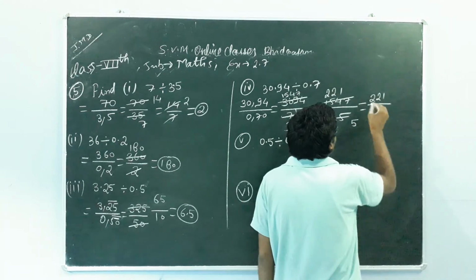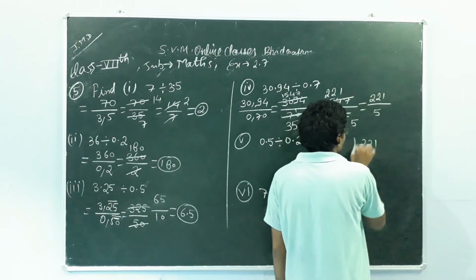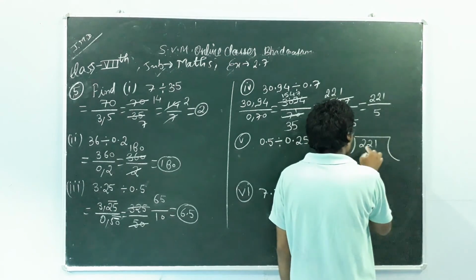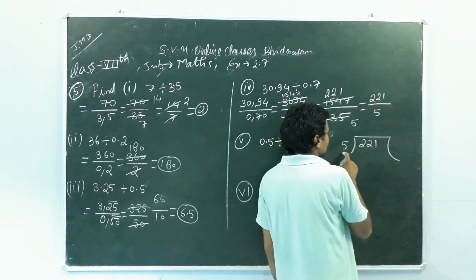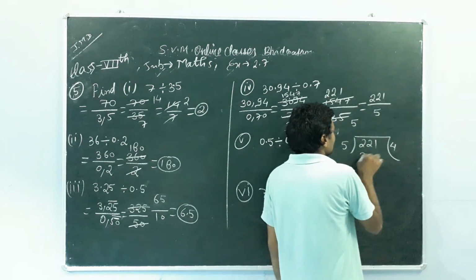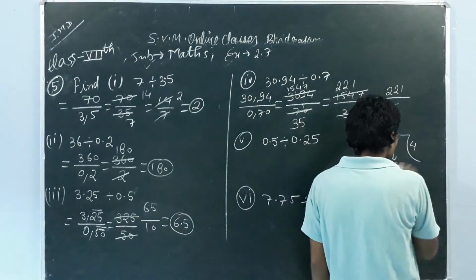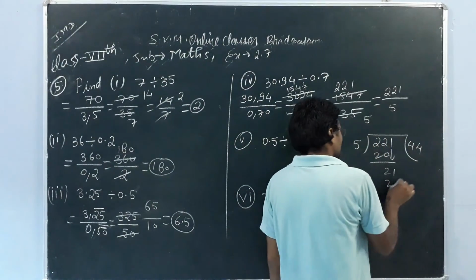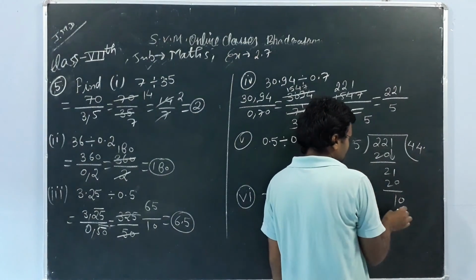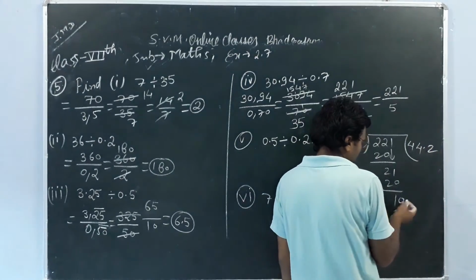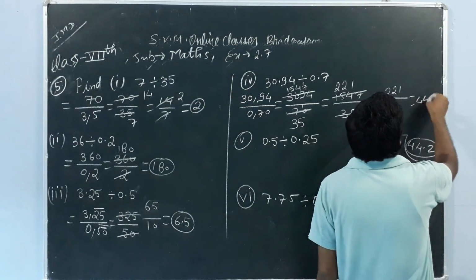This is 221 divided by 5. Now we will divide 221 by 5. Listen, 2 is less than 5, so we will take 22 and 5. We will count the table of 5 for 22. 5 fours are 20. This is 2. 1 carry. This is 21. Now again 5 fours are 20. This is 1. Now we will take a decimal point. 5 twos are 10. This is 2 and this is 10. Okay, so our answer is 44.2.